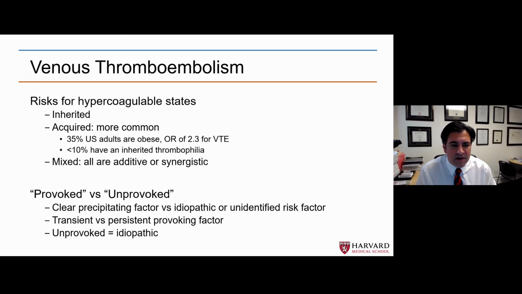We also classify clots as provoked or unprovoked. Sometimes we can find a clear precipitating factor, but most of the time this is idiopathic or an unidentified risk factor. It's also important to think about whether these are transient or persistent. And in the terminology you see used in literature and guidelines, you'll see both idiopathic and unprovoked being used interchangeably.